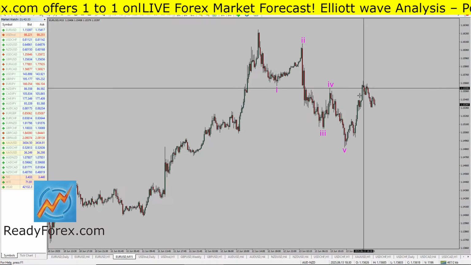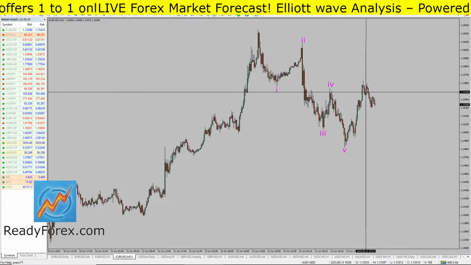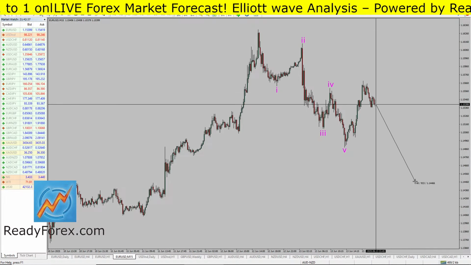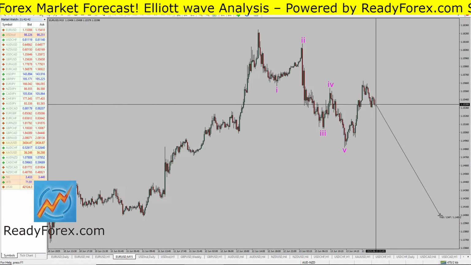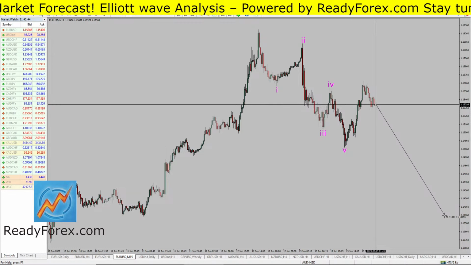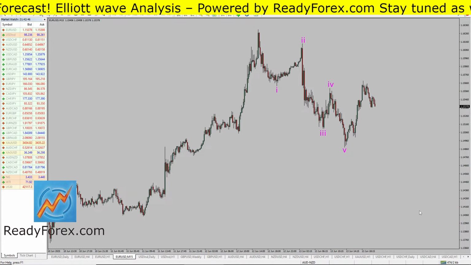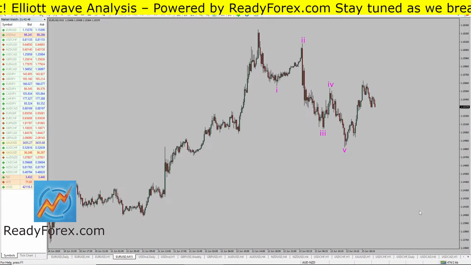So to me, this is just a pullback in price action. Sooner or later, the market is going to start the decline in price action. So I would prefer to look for potential sell trading opportunities. Now, this is the Elliott Wave forecast that I am presenting.